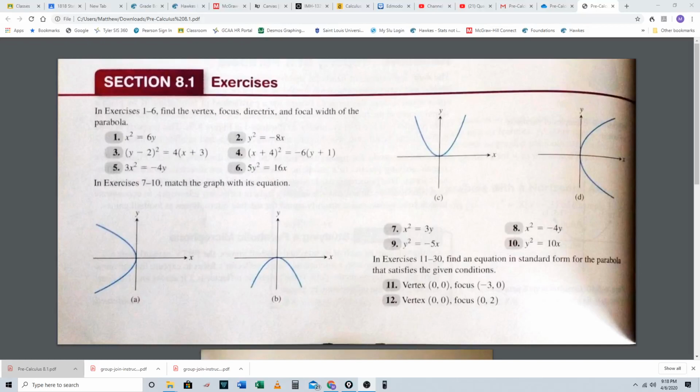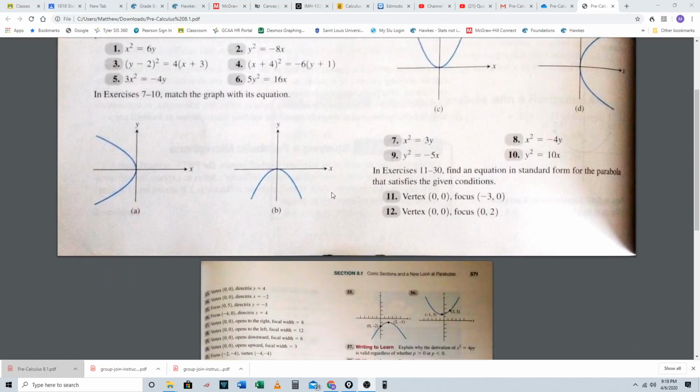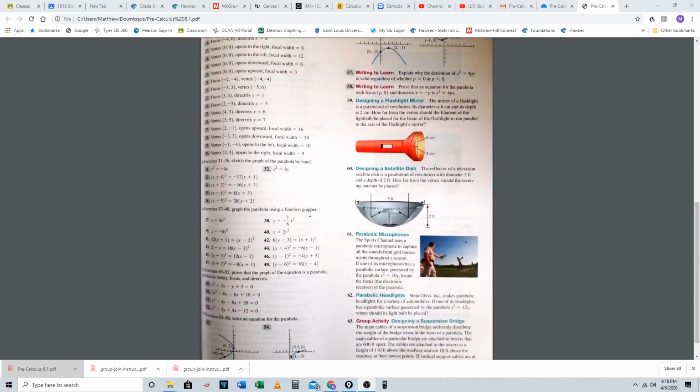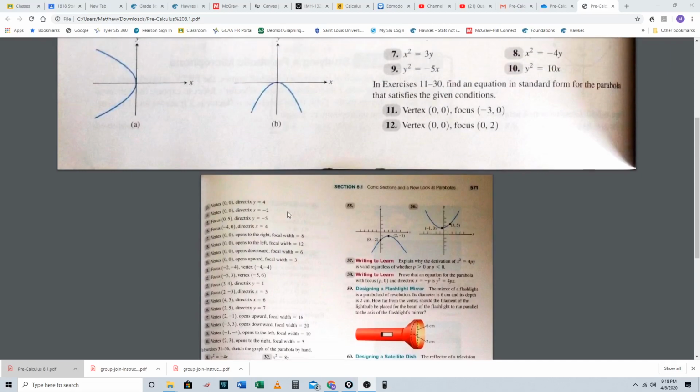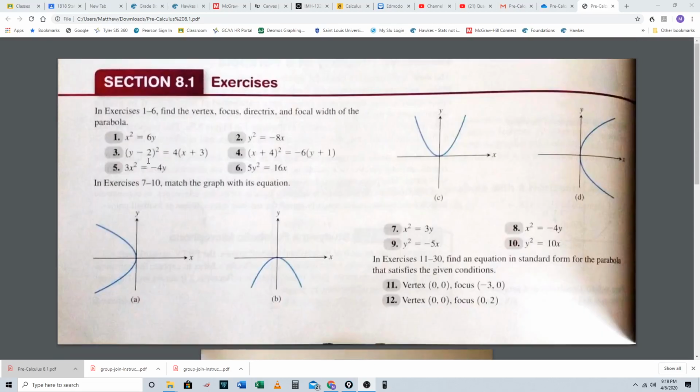All right, so I'm going to go over some practice questions from chapter 8.1. So this is what I'll be uploading. Hopefully you can see everything without any issue. I'll zoom in on some parts if we need to. So here we have 8.1 questions 1 through 6, where they just want to find the focus, directrix, and focal width.